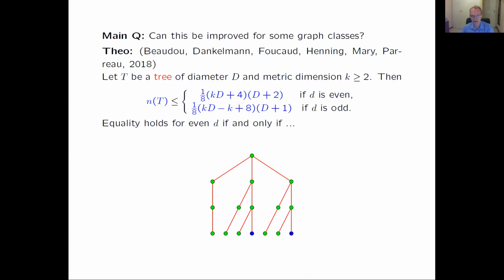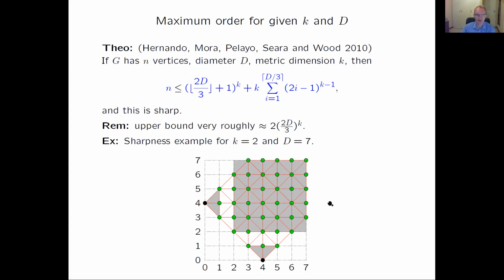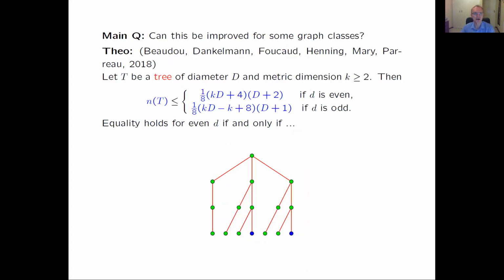And it raises one natural question: can this bound be improved for some graph classes? And one very natural question is, can you improve this bound for trees? Because if you look at the extremal graph, it's very far from being a tree. So it's natural to ask, can we improve this result if we just restrict ourselves to trees? And that was our starting point of a very nice joint venture with a French group. And we obtained the result that if we have a tree of diameter big D and metric dimension k, then the order is at most this value here, which is very roughly 1/8 times k times D squared. Slightly different for the diameter being odd or even.